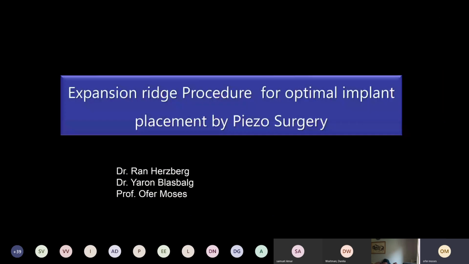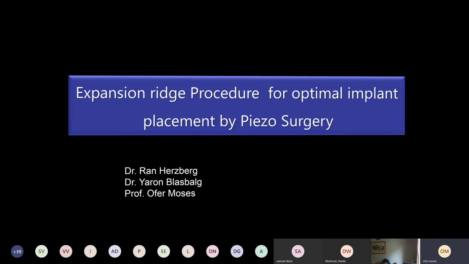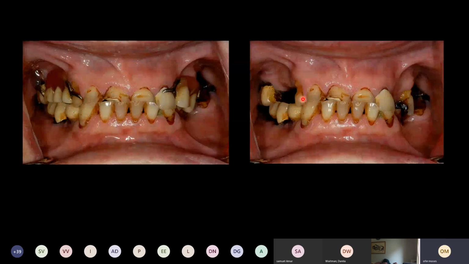Now let me show you quickly a case that was done by Dr. Ran Herzberg, Dr. Yaron Blasberg, and by myself from University of Tel Aviv. And this is a case, quite a severe case. It has many other problems. But just let me pull your attention to this area.